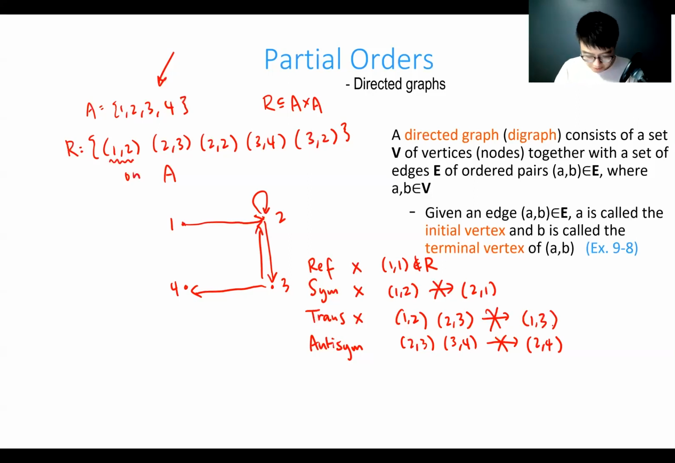All right, so here's the solution. This is kind of a difficult one. I see 3, 2, and I see 2, 3.